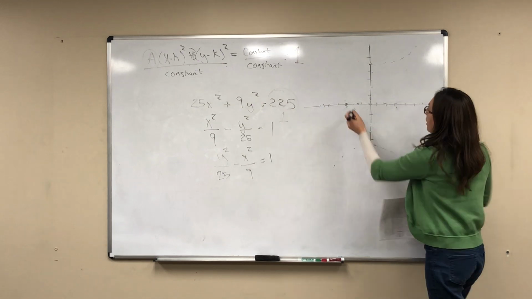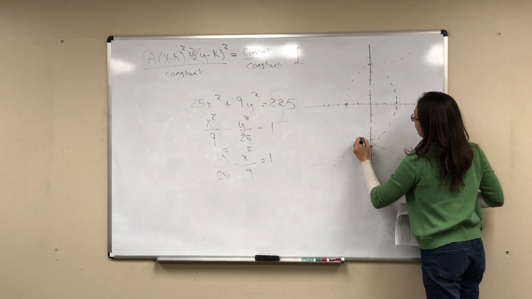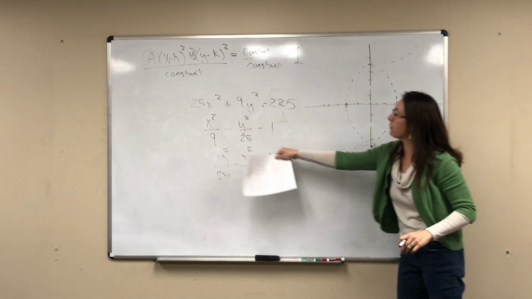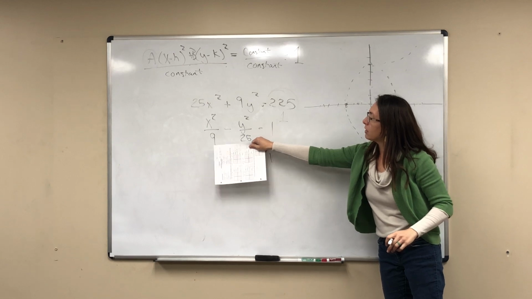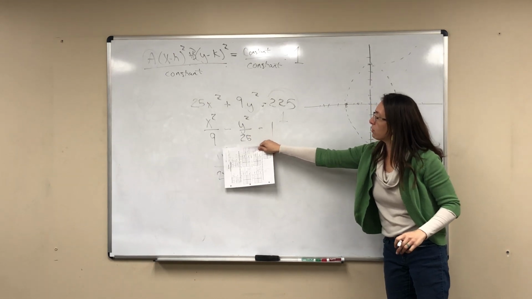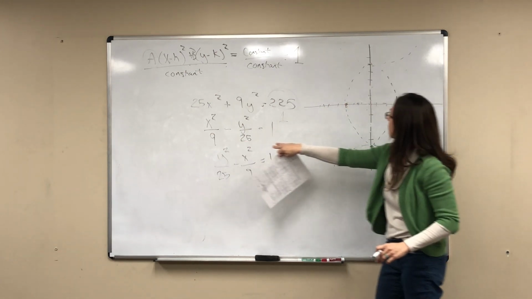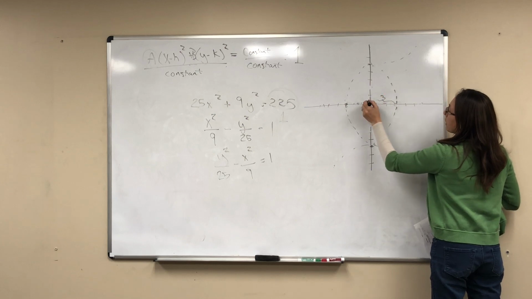When we add them together, we got this really cool ellipse. When we start subtracting, let's look at the first one: x squared over 9 minus y squared over 25. So our same thing, our a and our b are still the same. We're still dealing with 3 and 5.